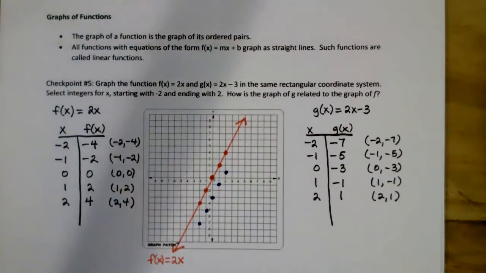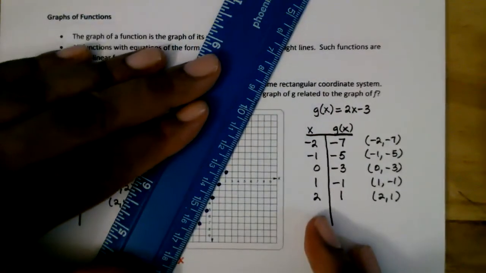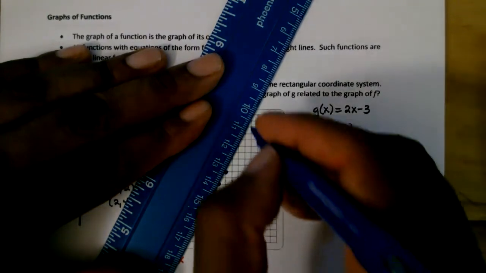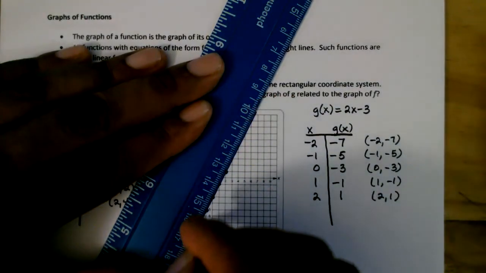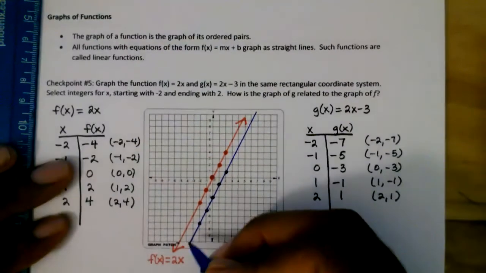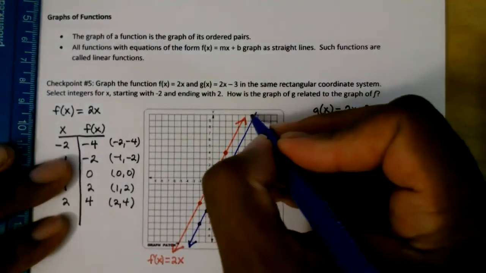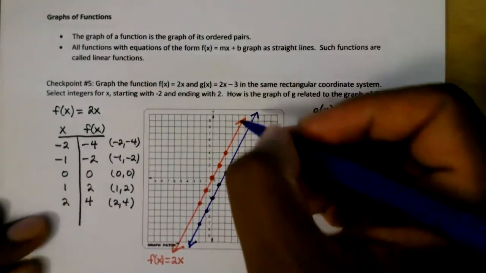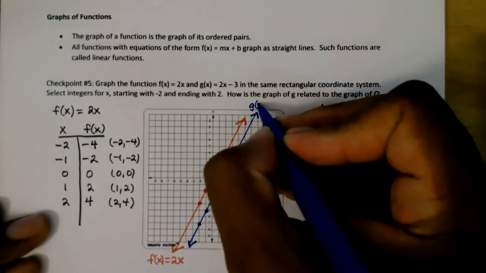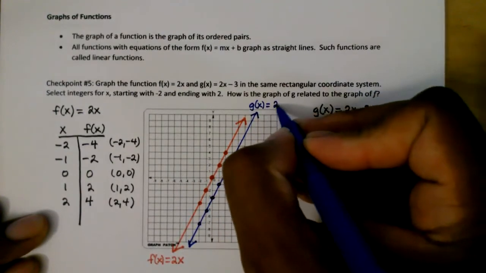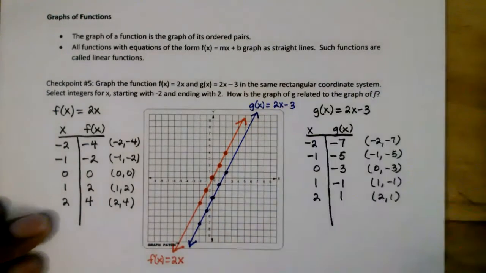So you can see that those 5 points also form a straight line. So this line here that's in blue, that's going to be the graph of g of x equals 2x minus 3.